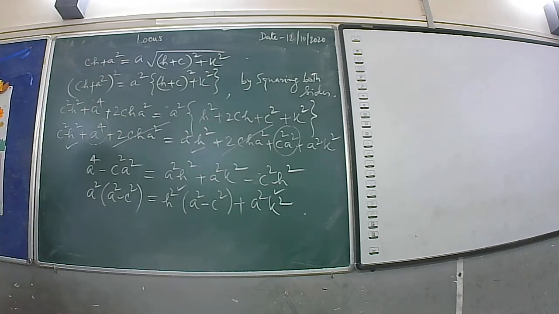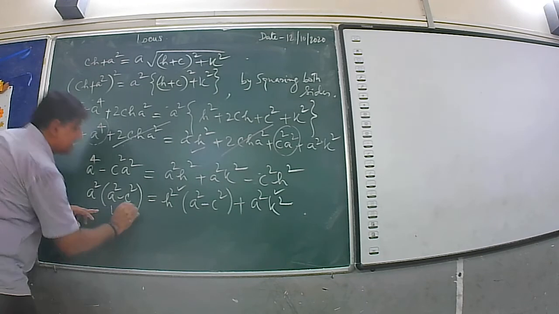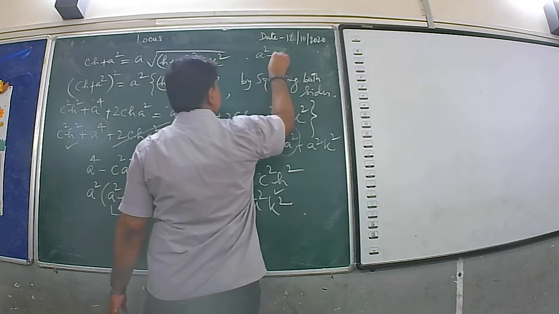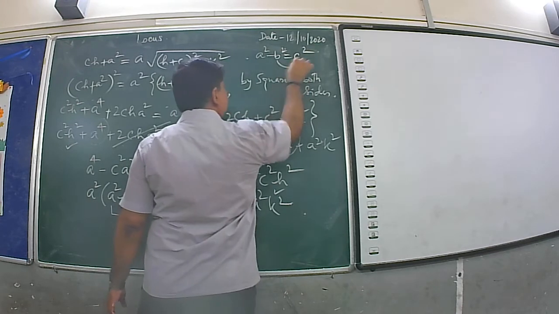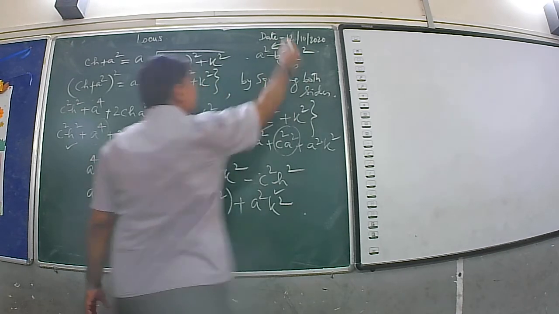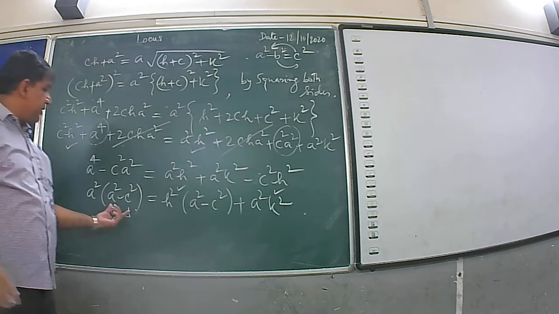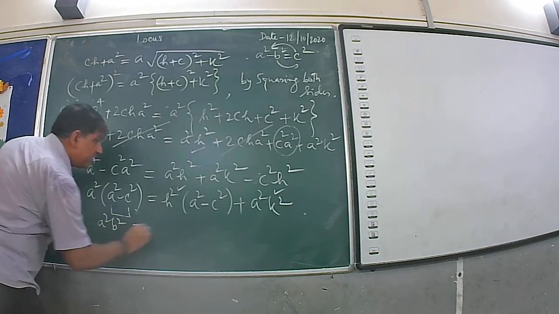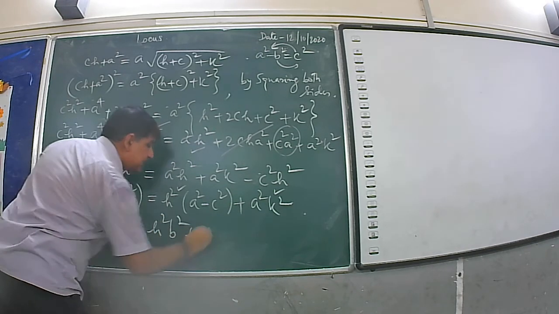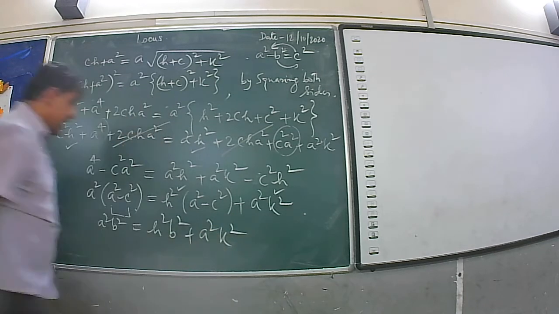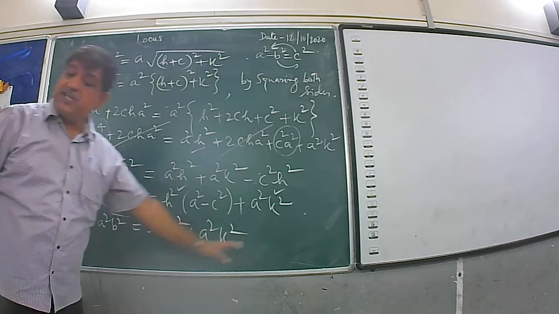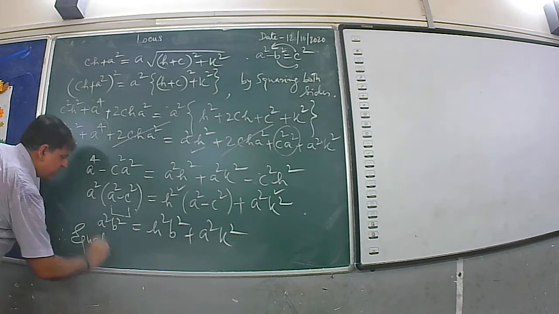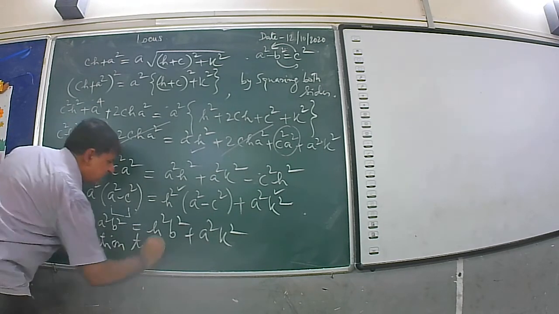Boys, if you observe, the value of A square minus C square is B square. It is because we have taken A square minus B square as C square. So if we shift this B square to right hand side and C square to left hand side, A square minus C square is equal to B square. So we can write A square B square is equal to H square B square plus A square K square. And now this is a relation in H and K. Therefore, equation to the locus.